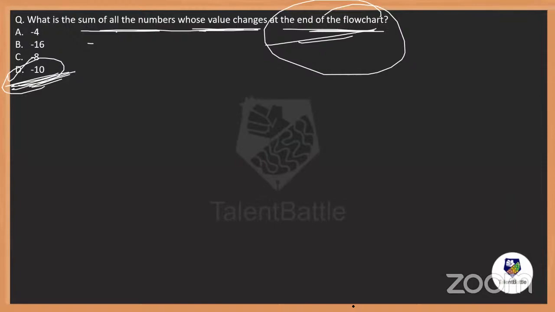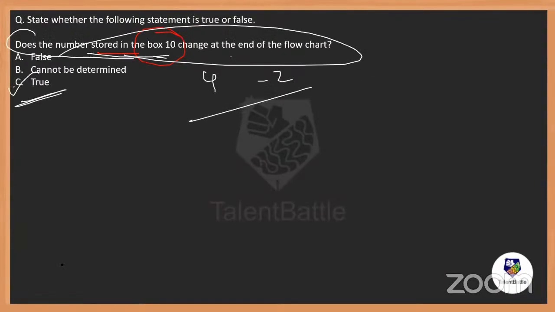So only 3 numbers have been changed at the end of the flowchart, and that we need to consider. Okay, so what is the answer? Option D. Do you understand how we solve the flowchart?